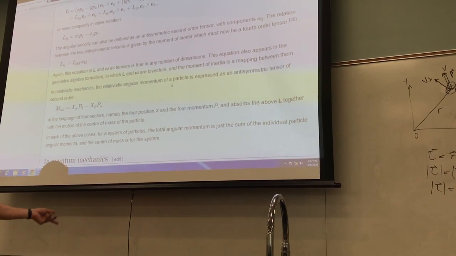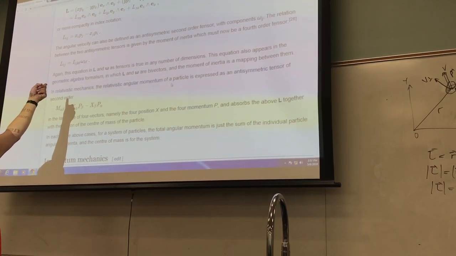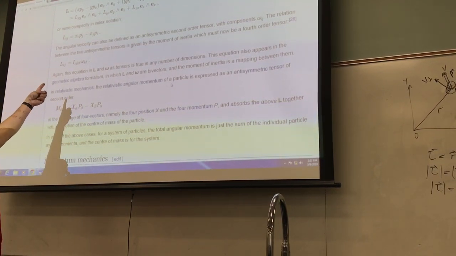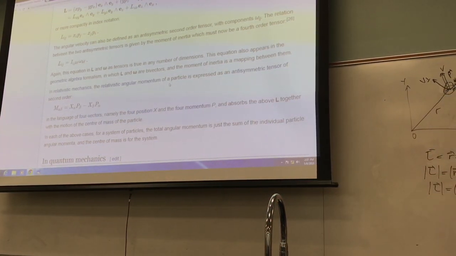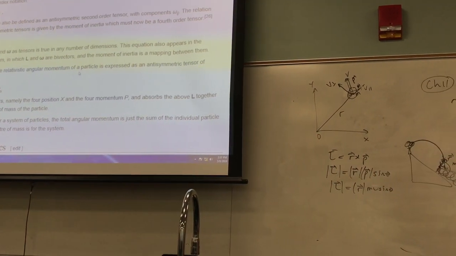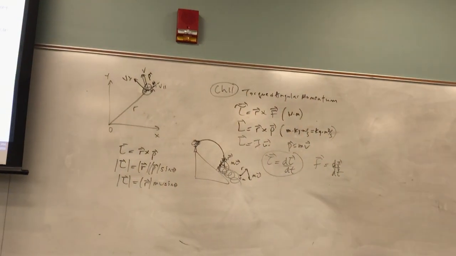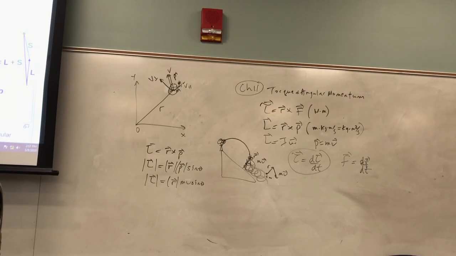This is kind of what you do when you go to upper division mechanics. You do all this notation. It gets quite a bit harder. That's why you gotta learn linear algebra very well. Linear algebra is at the root of it. I don't remember them bringing that up in linear algebra.